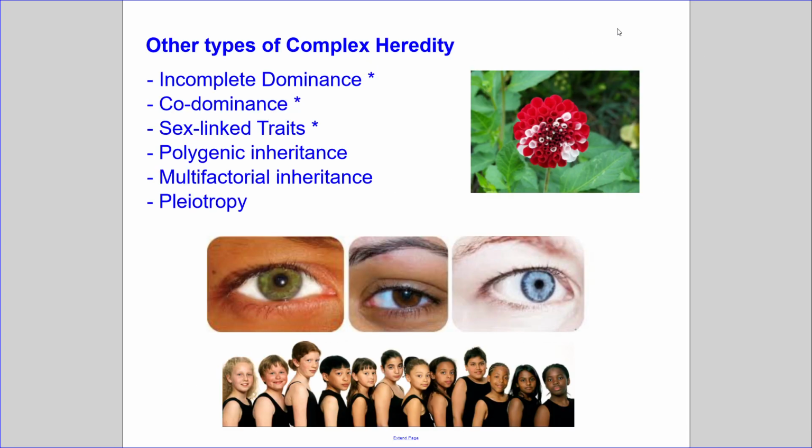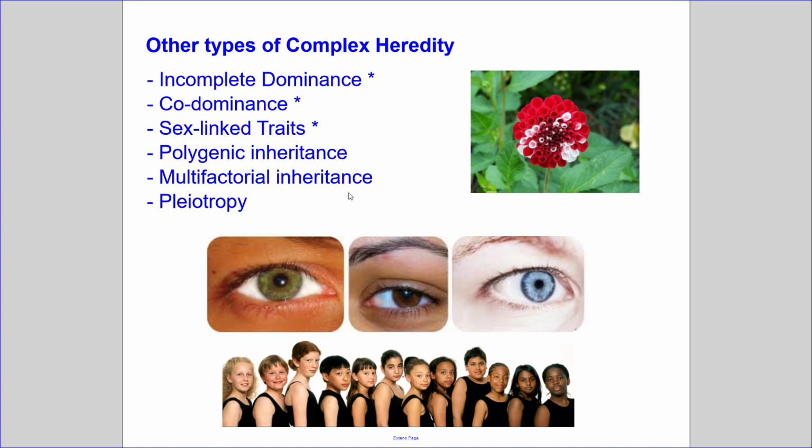So these are them. These are the 6 other types of complex heredity, the 6 other rules that you would follow when you're thinking about allele combinations. Incomplete dominance, codominance, sex-linked traits, polygenic inheritance, multifactorial inheritance, and then pleiotropy. The ones with stars next to them, those are the ones that you'll be responsible for in class.